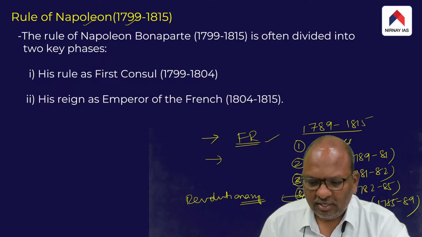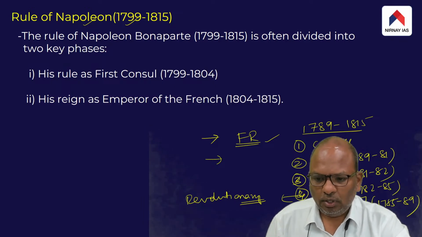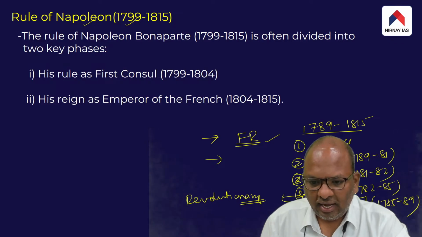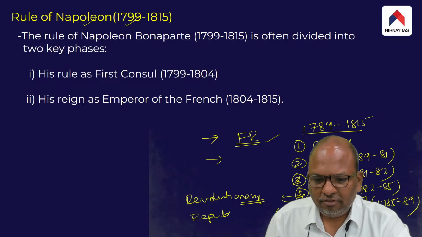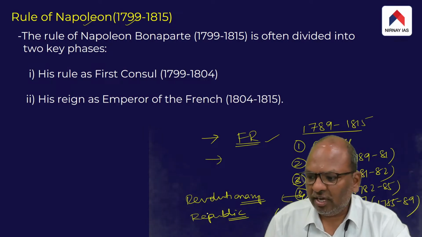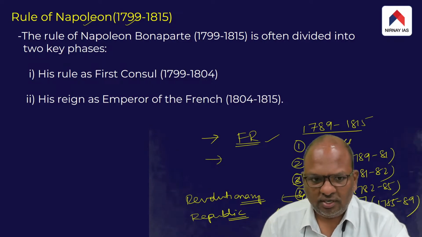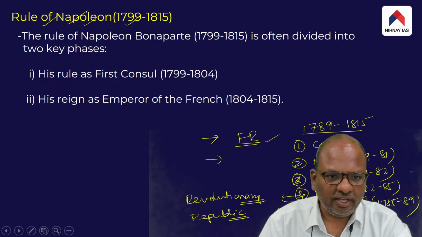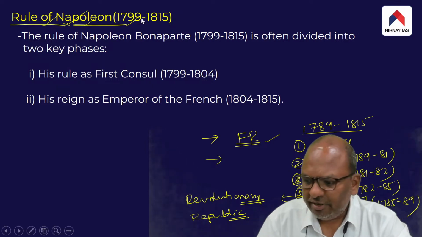In the last class, we had a discussion on the rule of the Directory. The Directory happens to be the last phase of the Republic in France. With the end of the Directory, the Republic in France also came to an end. Then the sixth phase of the French Revolution is the period of Napoleon. So what we are discussing today is the sixth phase of the French Revolution.